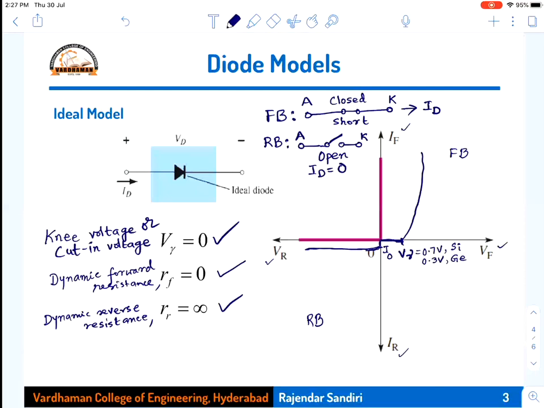0 means what? It should be at the origin itself. It should not take this curve along the x-axis. It will not go forward till 0.7 volts or 0.3 volts, because V gamma is equal to 0. It should remain at the origin itself. If you see this pink color graph, V gamma is 0 means it is at the origin itself. Therefore, this blue color line which is there in the practical diode does not exist. V gamma is at the origin only.